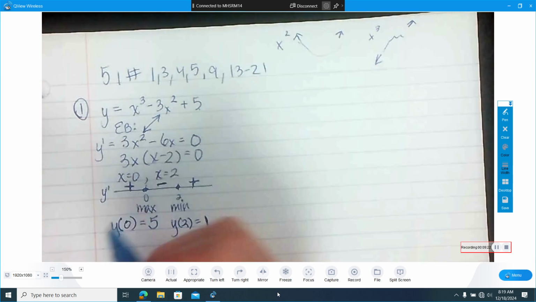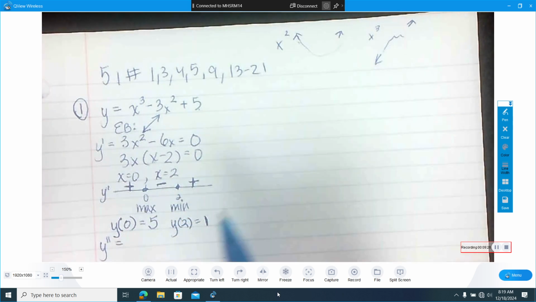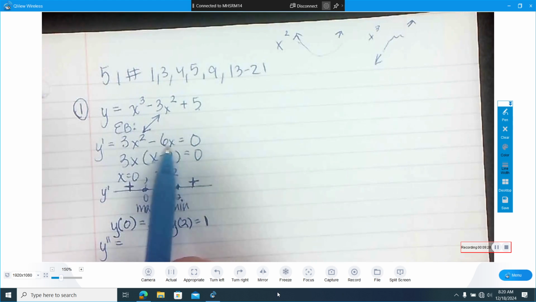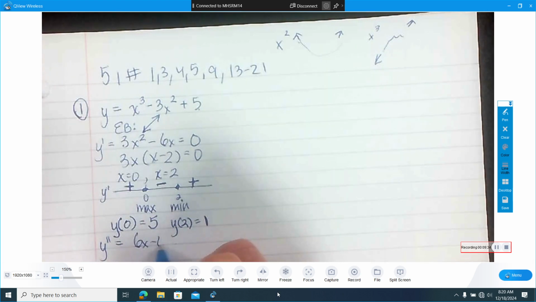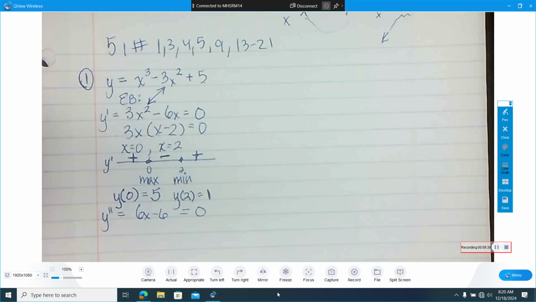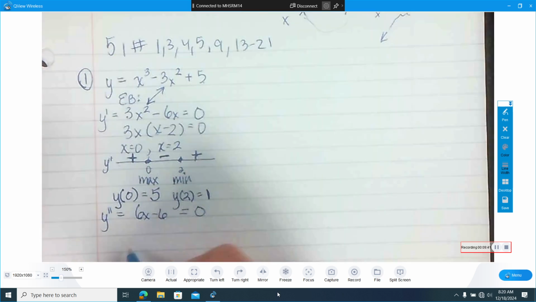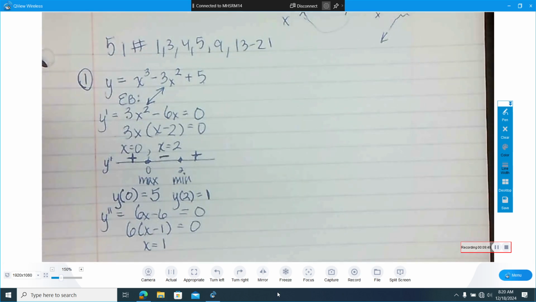We can do one more thing pretty easily, is take our second derivative. What is the second derivative? 6x minus 6, very good. And again, we can set that equal to 0. And this is going to determine concavity for us. I can factor out a 6, or you just solve it. It doesn't matter. So we get x equals 1.